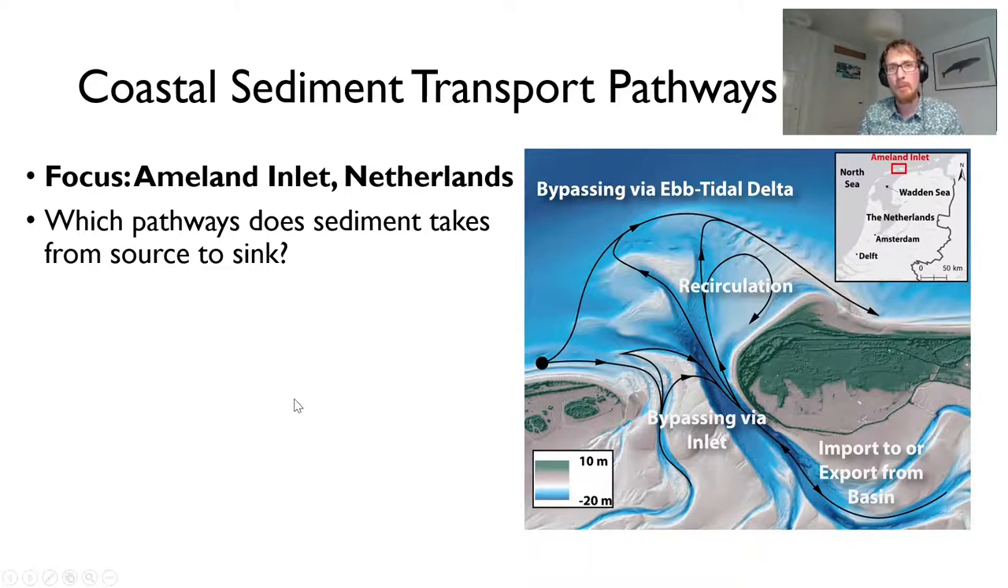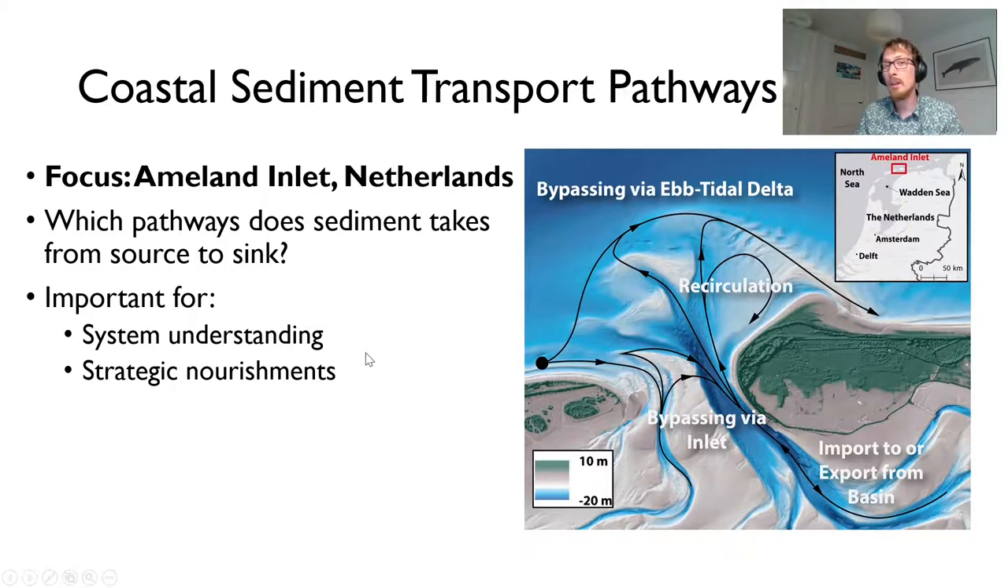sink. For example, we consider a particle that begins its journey at the updrift island of Terschelling over here. Which pathways does it take to get to the adjacent island of Ameland? Would it bypass via the inlet? Would it bypass via the outer delta? Might it just recirculate over and over somewhere on the delta? Or could it be imported or exported from the basin? These are the kinds of questions that we need to answer.